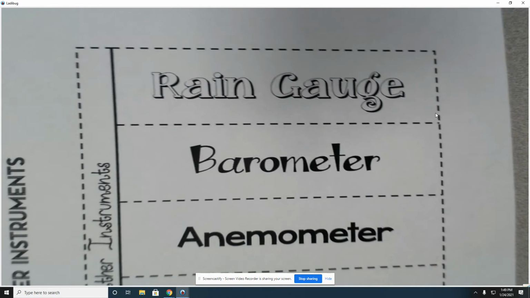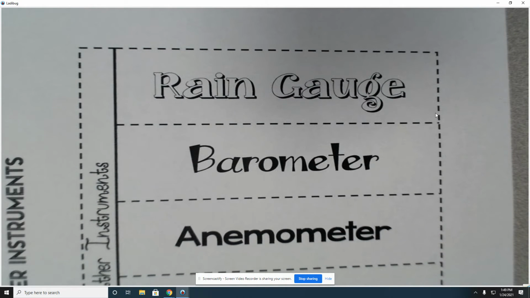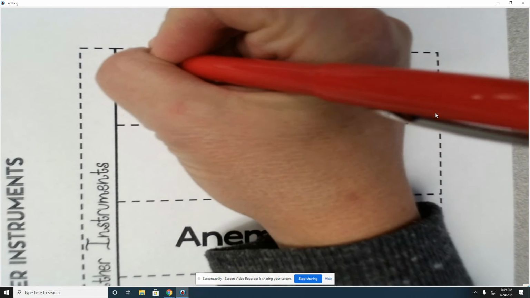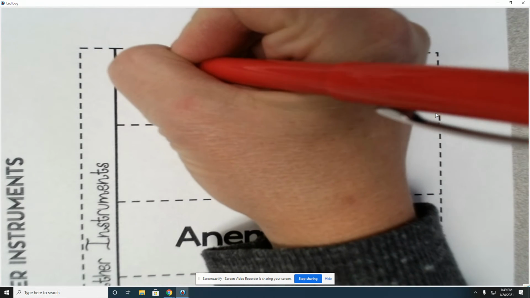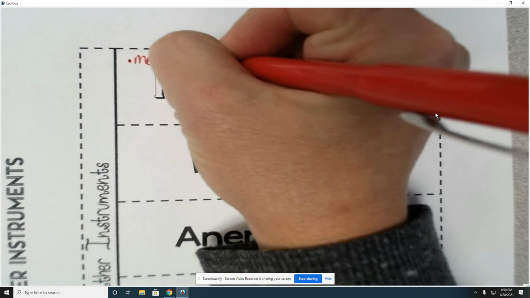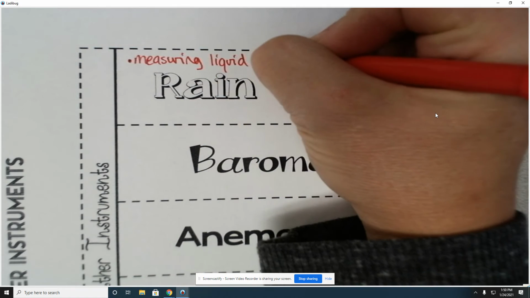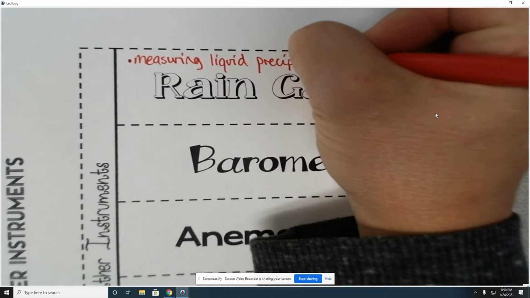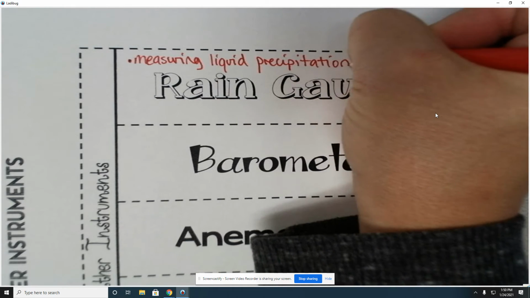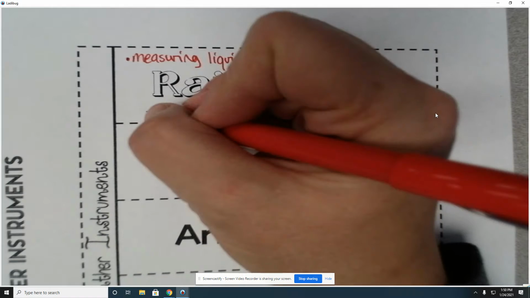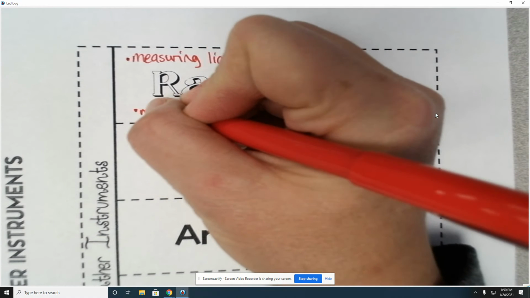So let's think about a rain gauge. Most of you may have seen a rain gauge before. We are measuring rain, so liquid precipitation. So I'm going to just make some notes here. Measuring liquid precipitation. And because we're measuring a volume, typically we're going to see this in milliliters, so little m, big L.